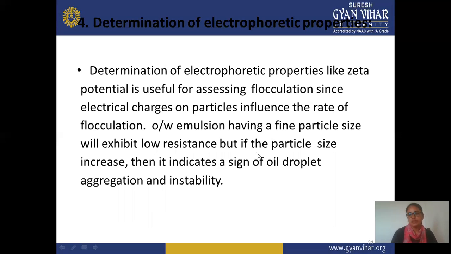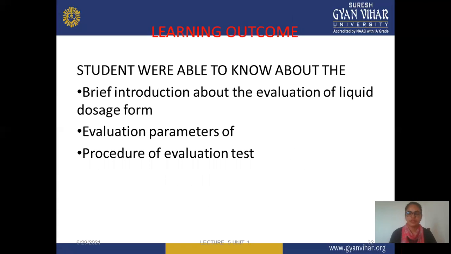In an oil and water emulsion, having fine particles will exhibit low resistance. Suppose your formulation is O/W type, in this condition the fine particles will exhibit low resistance, and a particle size increase indicates a sign of oil droplet aggregation and instability. Means if particle size gets increased, then it may show droplet aggregate formation, or it shows an instability problem in the emulsion. This is regarding the electrophoresis property. So these are all the evaluation parameters of the emulsion.